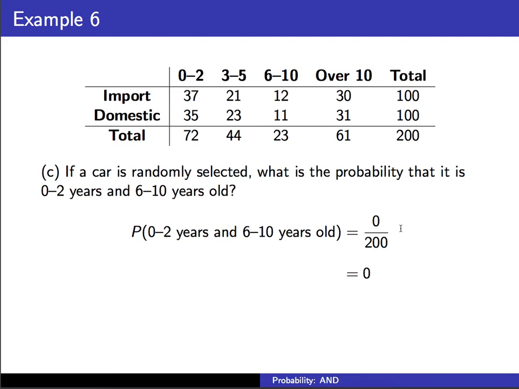So it'd be like selecting an imported and domestic car. Well, it can't be both. So it can't be 0 to 2 and 6 to 10 years old. So the probability of that happening is 0.